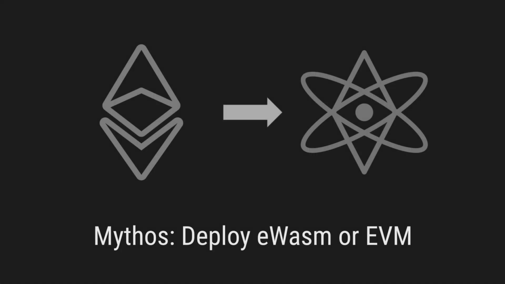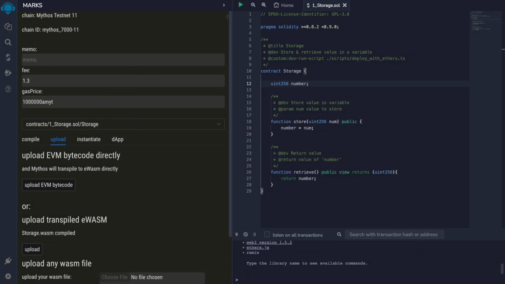In previous videos, we have demoed our eWasm technology for the Cosmos SDK, and Mythos is the first incarnation of this tech. Until now, the smart contracts that are uploaded on Mythos were eWasm contracts, an EVM-flavored WebAssembly.